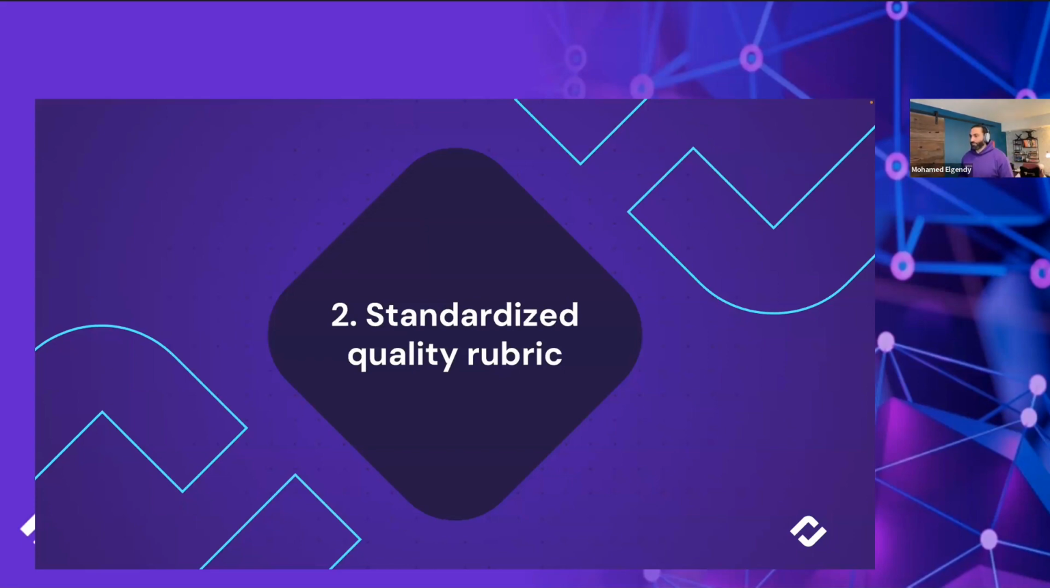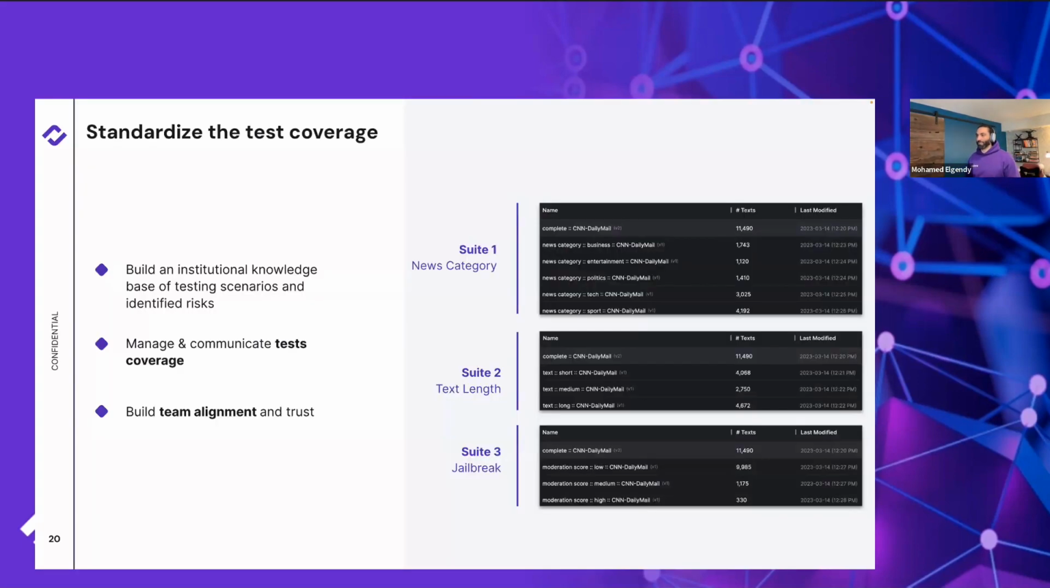Now, having done that, we need to standardize the quality rubric. If you remember, we said standardizing the quality rubric, you need to standardize test coverage across the team, standardize the metrics, standardize pass or fail criteria. Let's take a look at them. So, standardizing the test coverage.